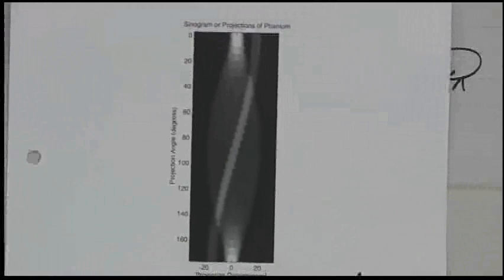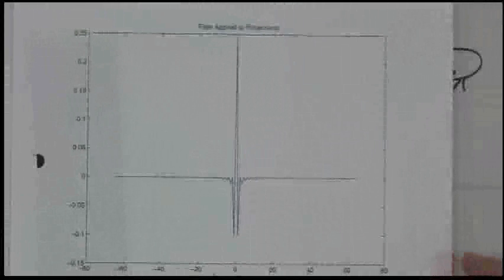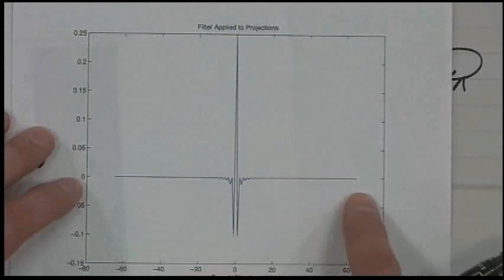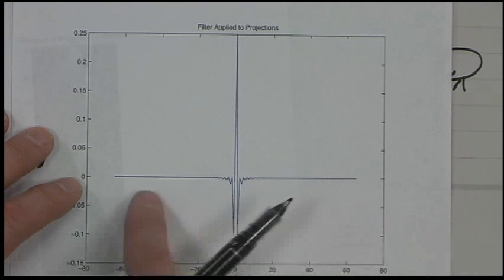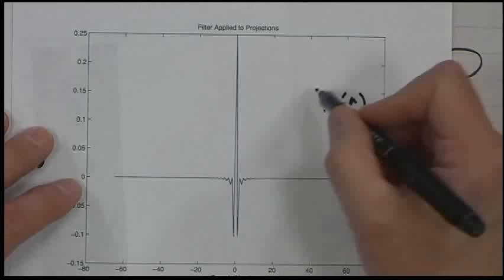So now you take that sinogram. Then you take the sinogram and you filter it with this filter. What's the integral of this filter? 0.25. No. If you take this function, this is h of r, and you integrate it.